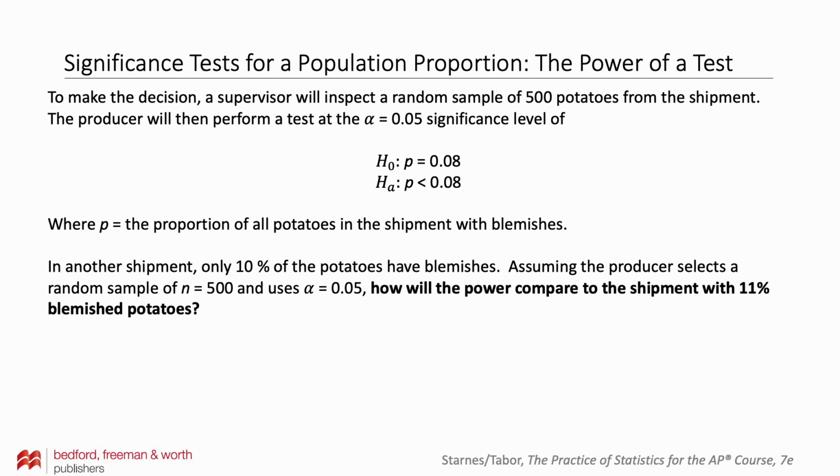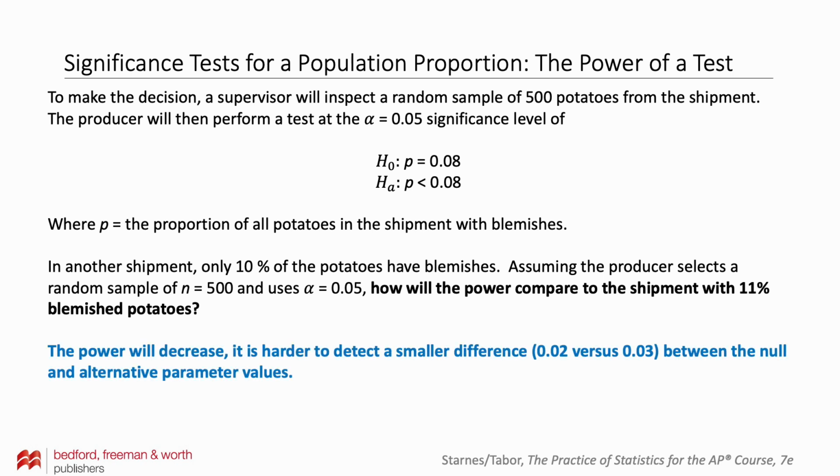And on this one, it says another shipment only had 10% of the potatoes having blemishes. Assuming the producer selects a random sample of 500 and uses an alpha level of 0.05, how will the power compare to the shipment of 11% blemished potatoes? Notice that we talked about 10% and we're going to compare it to the 11%. So the power will decrease. It's harder now to detect a smaller difference, 0.02 versus 0.03, between the null and the alternative hypothesis.